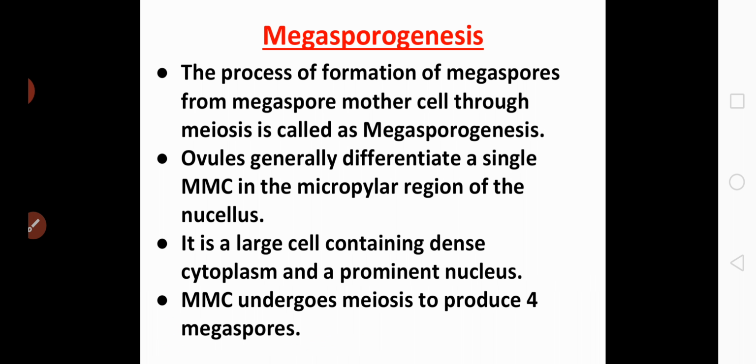Once again I will repeat, during the developmental stages, any cell of the nucellus at the micropylar region enlarges in size and it becomes megaspore mother cell. Now this megaspore mother cell is diploid, correct? Now what happens next? This megaspore mother cell undergoes division so that 4 megaspores are formed. From a single megaspore mother cell, 4 megaspores are formed, and all these 4 megaspores are haploid in nature.